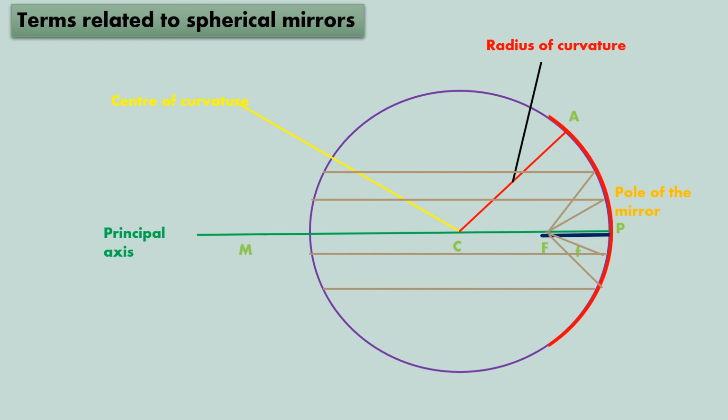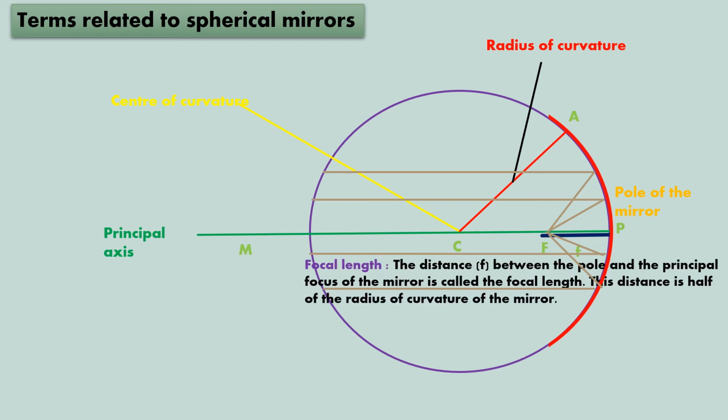Now here you see a small f, a line joining point P, the pole, and the principal focus. This distance between the pole and the principal focus of the mirror is called the focal length. What is it called? It is called the focal length. This distance is half of the radius of curvature of the mirror. We know the radius of curvature is CA, and the focal length is half of it. So the distance between the principal focus and the pole of the mirror is called the focal length. This distance is half of the radius of curvature of the mirror.